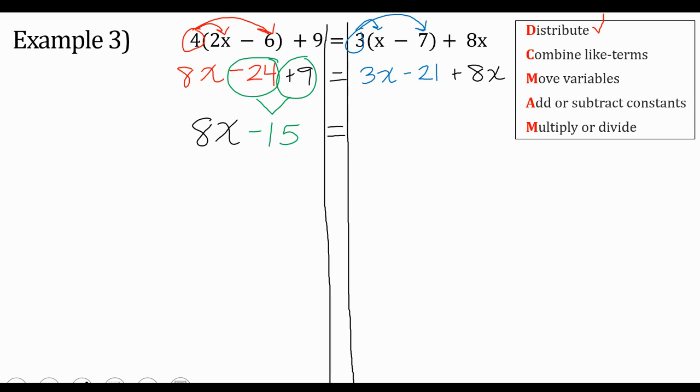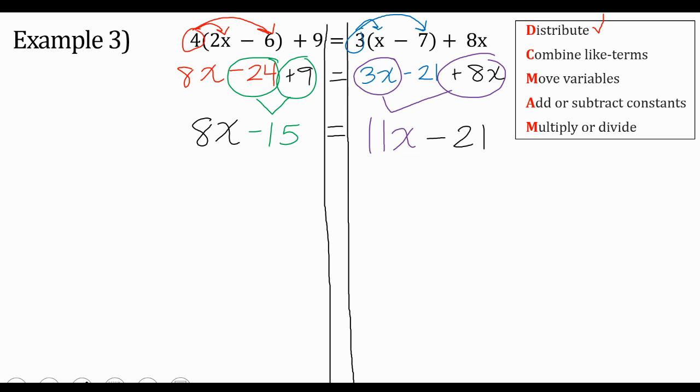And now let's take a look at this side of the equal sign. We're going to combine whatever's like terms on this side. So we have 3x minus 21 plus 8x. And we can see that 3x and 8x are like terms, so we're going to combine those, and we get 11x. And I'm going to bring down that minus 21.